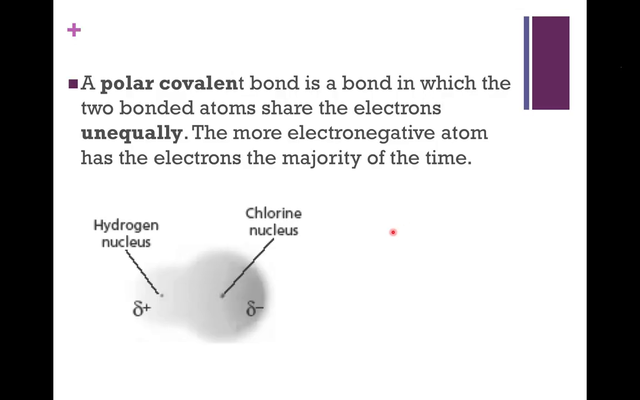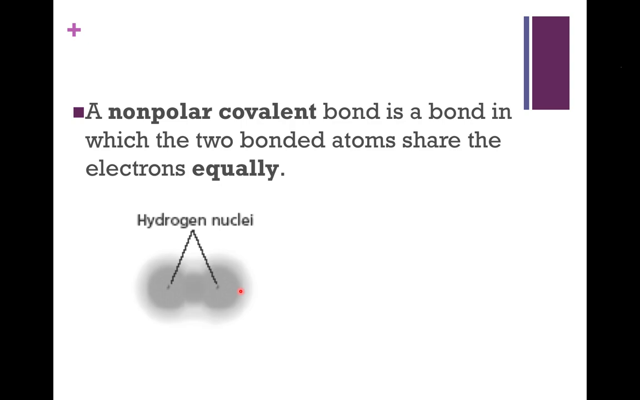A polar covalent bond is a bond in which the two bonded atoms share the electrons unequally. So what we have here is the electron cloud. The electrons are more likely to be around chlorine rather than hydrogen because chlorine is more electronegative. Now, in a nonpolar bond, the electrons are shared equally. So the electrons are more likely to be around both of the two hydrogens, somewhere in the middle. They're just kind of circling around.